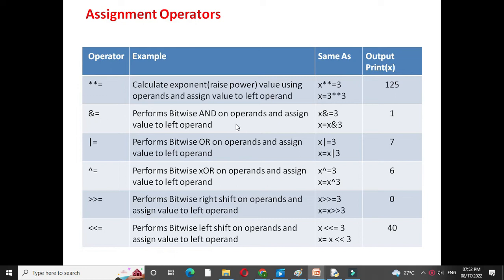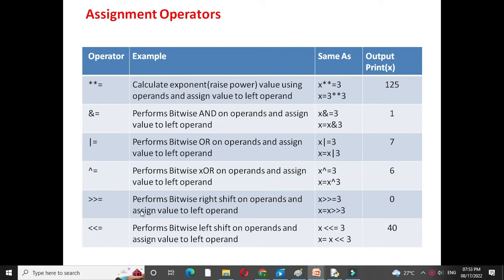AND equal to, which performs bitwise AND on operands and assigns the value to the left operand. For example, x AND equal to 3, the output will be 1. Then OR equal to, which performs bitwise OR on operands and assigns the value to the left operand. For example, x OR equal to 3, the output will be 7. XOR equal to, which performs bitwise XOR on operands and assigns the value to the left operand. For example, x XOR equal to 3, the output will be 6.